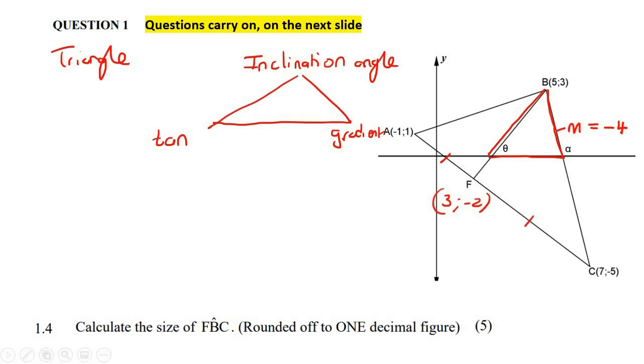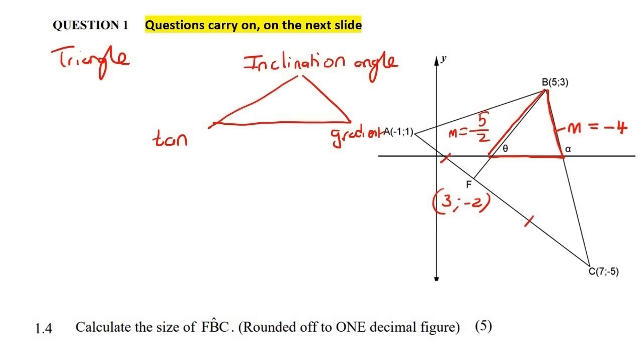So the way that we can do this is check this out. If we know that, we can work out the gradient of that line. In fact, we actually know the gradient of that line. It was 5 over 2. So 5 over 2 was the gradient of that line.